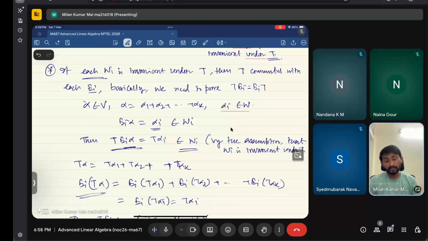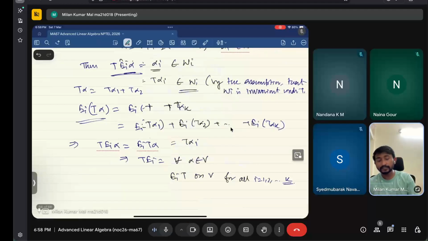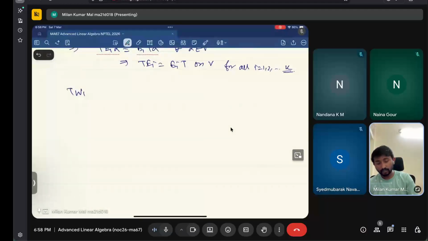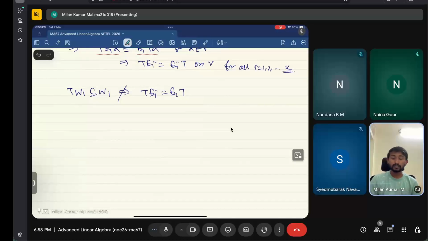But suppose you have some fixed W1 that is invariant under T. That does not imply that T commutes with E1. That does not imply. Okay, this should hold for all the Wi. If this holds for all Wi, that Wi is invariant under T, then we will have that T Ei equals Ei T for all i. This is what is needed.